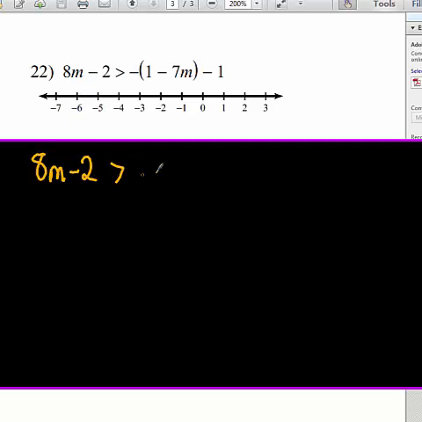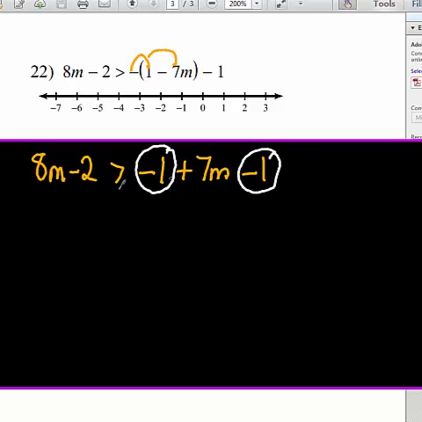All right, let's look at one just slightly harder, but really not any harder. So over here I got 8m minus 2 greater than, and I have to distribute the negative. That's the only part that makes it a little bit more complicated. I have a negative 1, and negative times a negative makes a positive 7m minus 1. Now, this is a negative 1, and that's a negative 1. They are both on the same side, so don't try to add 1, or you'll mess up. This side becomes a 7m and a negative 2.